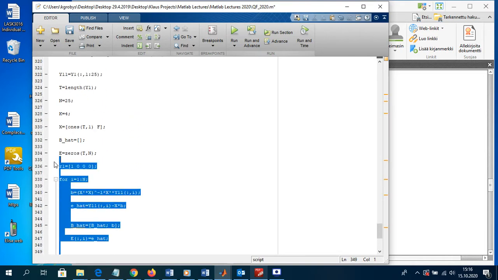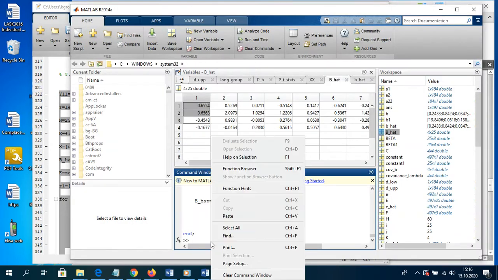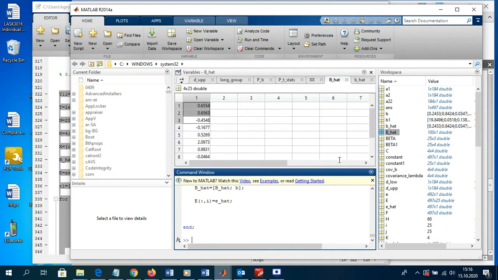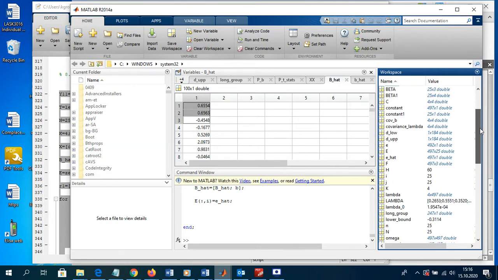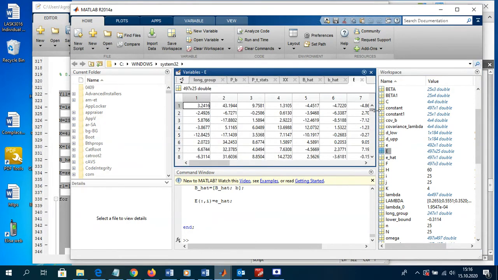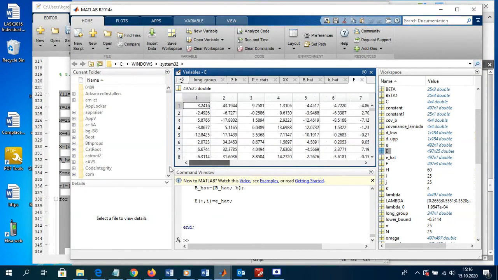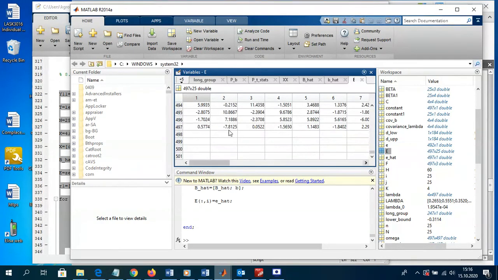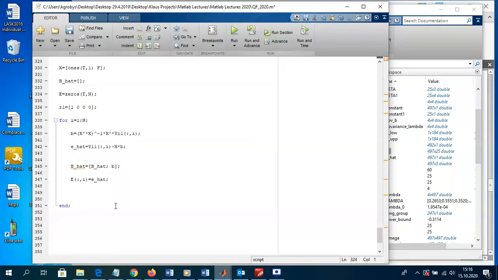Okay, so let's just run it one more time, including now all ingredients. And now we can check what is our matrix E. It should have now the dimension T by 25, right? Here we find it. So obviously, it has 25 columns as we want to have and 497 time series observations. So that's also correct. That's great.